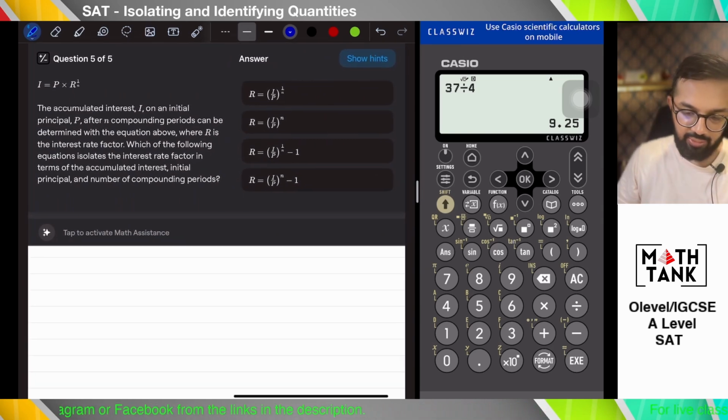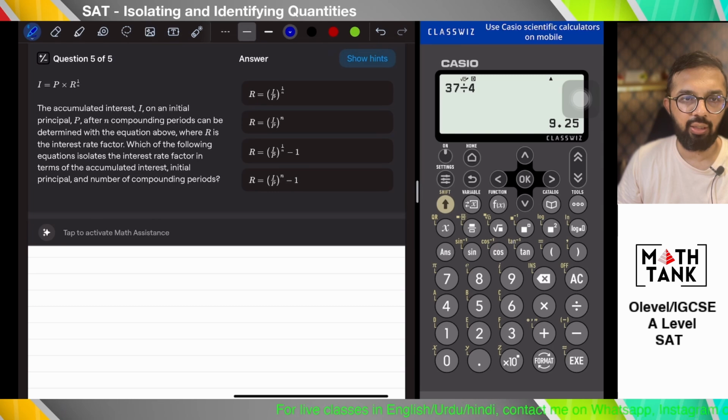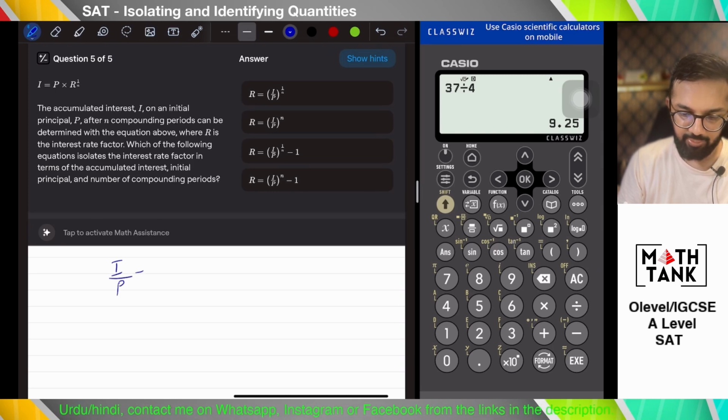Okay, the accumulated interest I on an initial principal P after n compounding periods can be determined by the equation. Which of the following equations isolates the interest rate factor? So I want to isolate capital R. So first I divided by P, then I put a power n on both sides to cancel out this power. That's R. I think that should work.